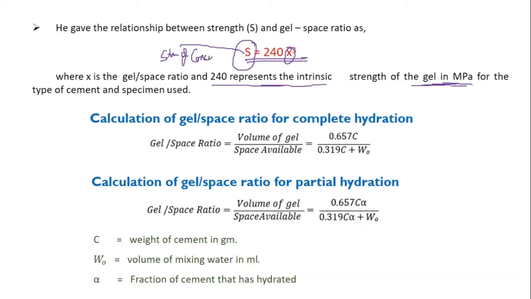So for gel space ratio, if the complete hydration has taken place, the volume of the gel divided by space available will be this. This is the expression for gel space ratio, where C is the weight of the cement and W naught is the volume of water that you have mixed initially, and this is when the hydration is completed.